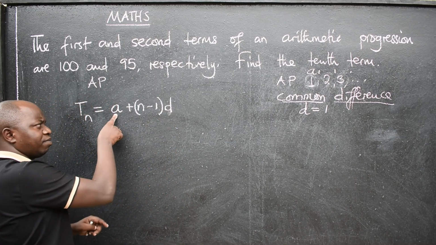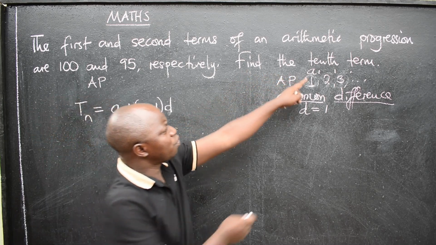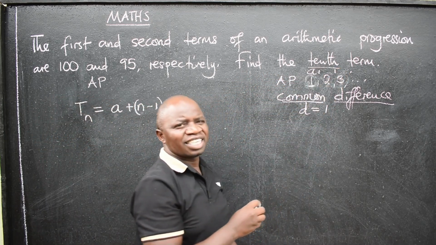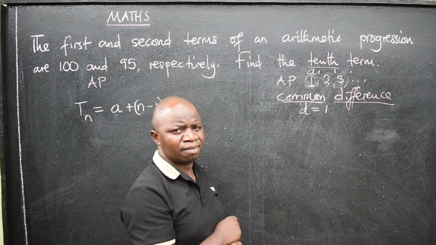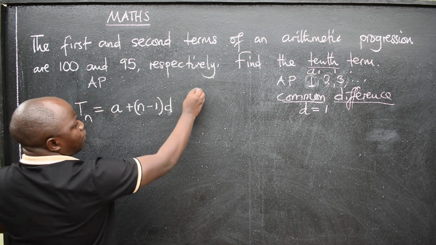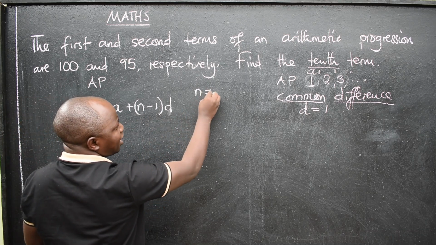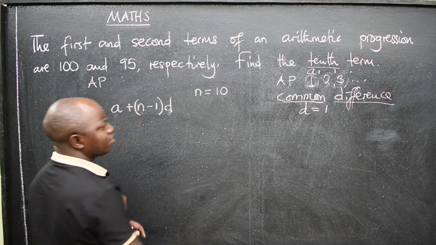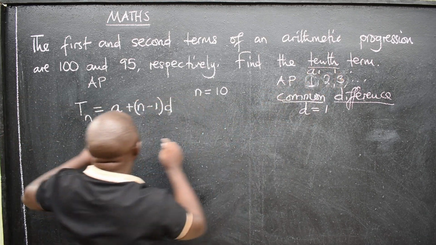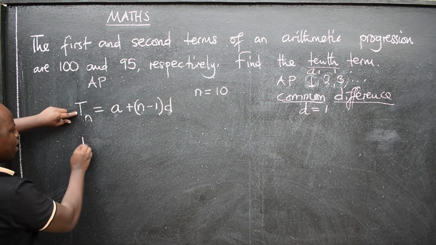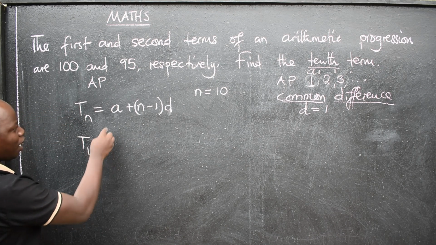The n you are seeing here is the position. In this case, we want to find the 10th. That is the position. That is our n. So, in this formula, our n is 10. We want to find the 10th term. So where there is n here, I'll be able to say 10th term will be equal to, I'll substitute.